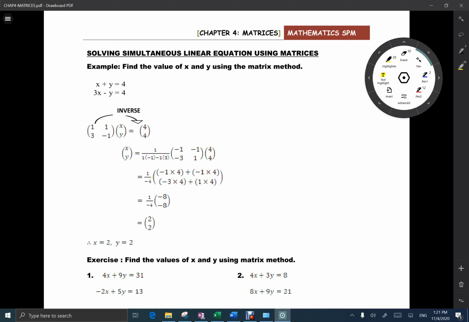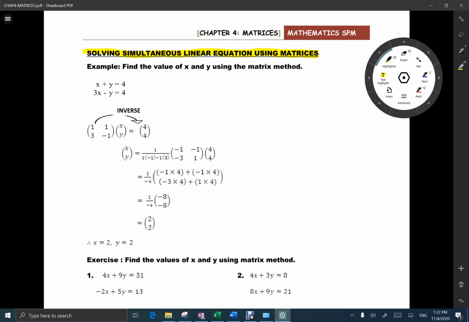So, hari ni kita nak sambung dengan the next subtopics. So, it is solving simultaneous linear equations using matrices. As you all know, we can solve simultaneous equations by two methods, isn't it? One is by substitution. Next one, it's by elimination. But this time, you're going to learn how to solve simultaneous equations by using matrices.